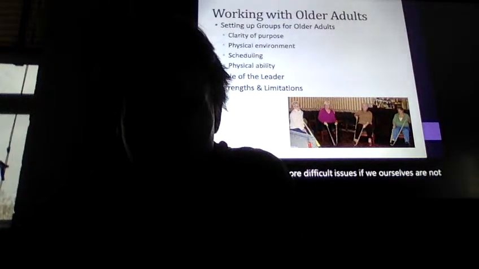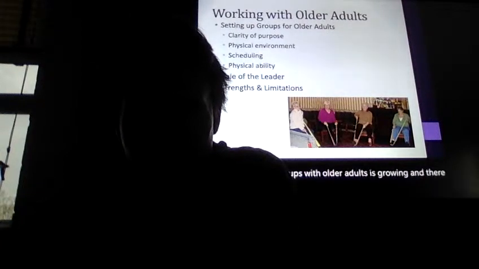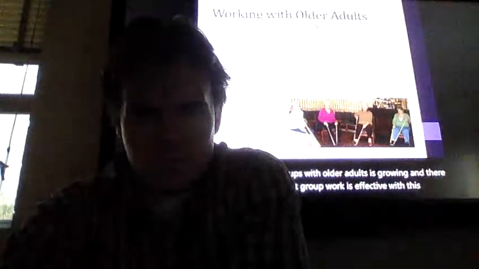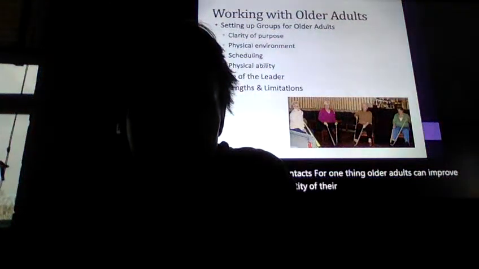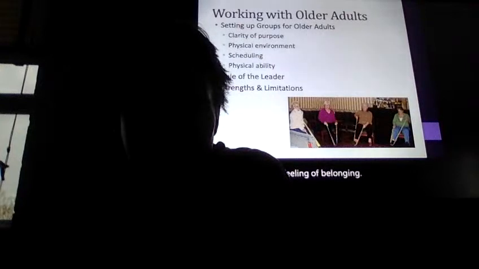The body of research on groups with older adults is growing, and there does seem to be evidence that group work is effective with this population. In terms of strengths and weaknesses, older adults can greatly benefit from participation in the group context. For one thing, older adults can improve both the quality and the quantity of their interpersonal relationships, developing and deepening connections with others, which can foster a sense of community and a feeling of belonging. Groups can also offer older adults an opportunity to try new behaviors, gain new knowledge, and enhance self-concept.